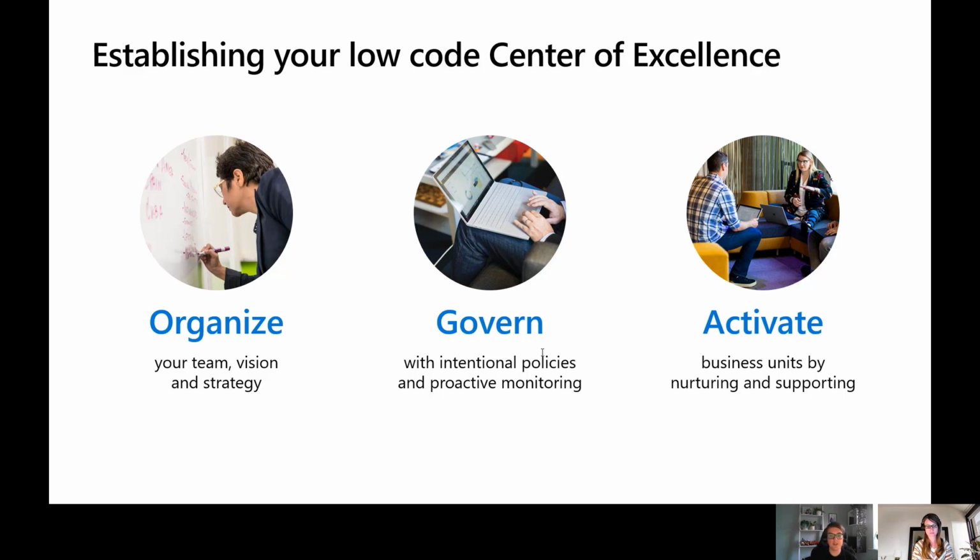Independent of how small or large your center of excellence is, it typically falls into these three buckets that we see on the screen here. There's a part of organizing your strategy and vision, defining what success looks like for you. There's an element of administration and governance, setting up the digital guardrails and proactively monitoring, and then activating your makers by nurturing a thriving community.